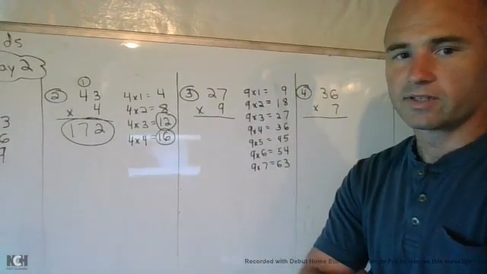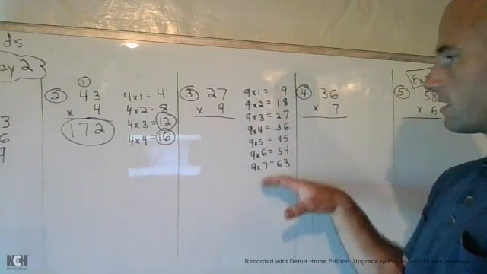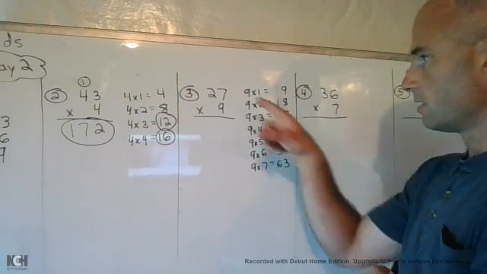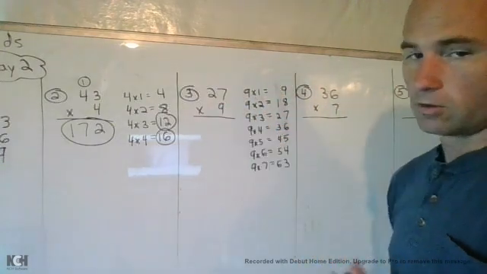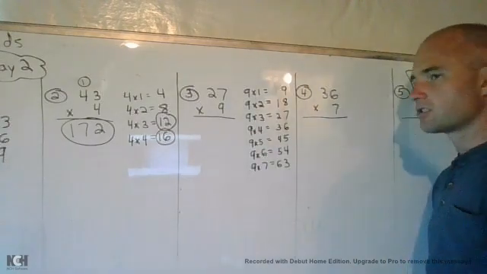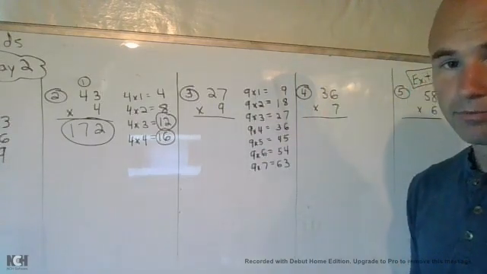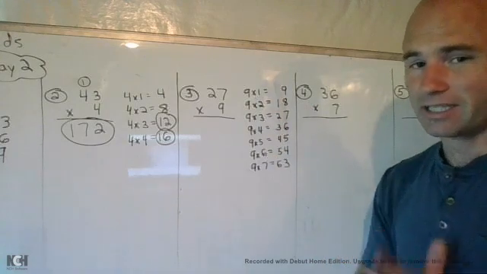All right, 27 times 9. So I wrote down my 9 times tables all the way up to 9 times 7, because I have 9 times 7 and 9 times 2. So 9s are a bit tricky. But if you write them down, they actually are pretty easy.